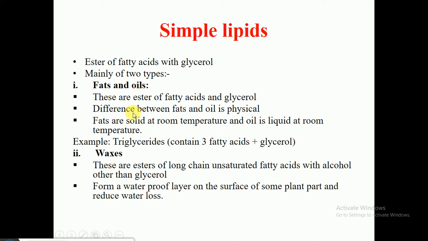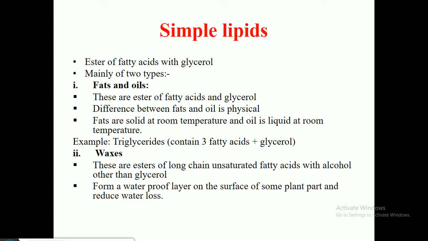Now how can we differentiate between fats, oils, and waxes? Fats and oils are the ester of fatty acid and glycerols. It means these are the building blocks. These are the basic frameworks. Without the presence of fatty acids and glycerols, the existence of lipids is not possible.